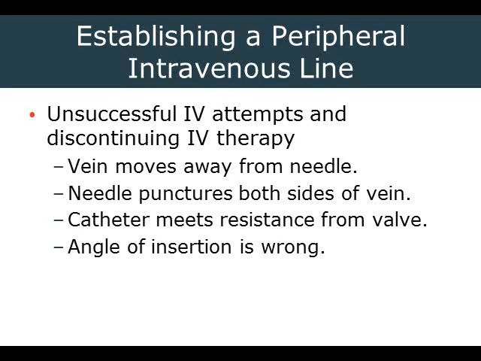Sometimes we go a little too far and we puncture one side of the vein and keep right on going right through the other side, and we don't have a good IV. Sometimes the catheter meets resistance because it runs into a valve. You remember way back when in your EMT class you learned that vessels, veins have valves. So these veins have valves, and the valves sometimes are just in the wrong spot. And we can kind of show you a little bit more on hands-on days a little bit about valves. And then sometimes our angle of insertion is all wrong. Many times if the angle of insertion is wrong, then the needle's going to puncture both sides of the vein.